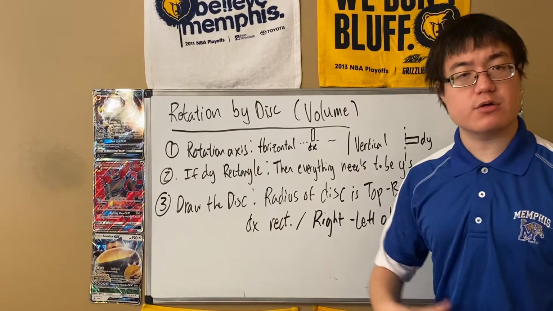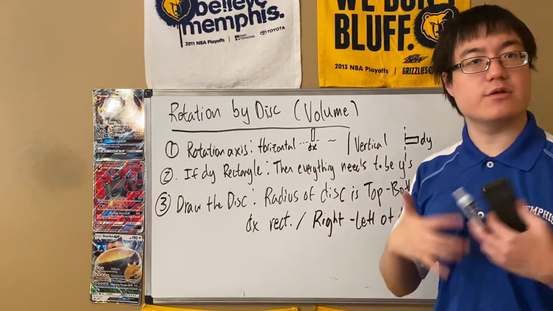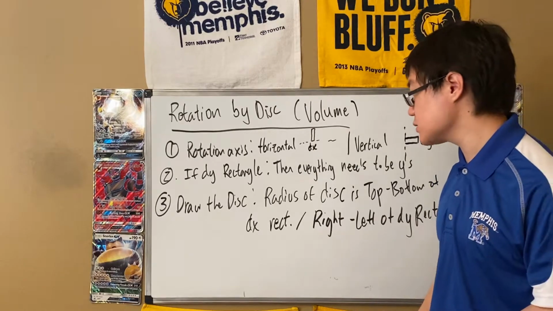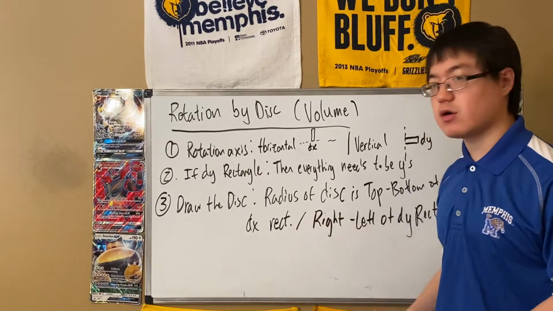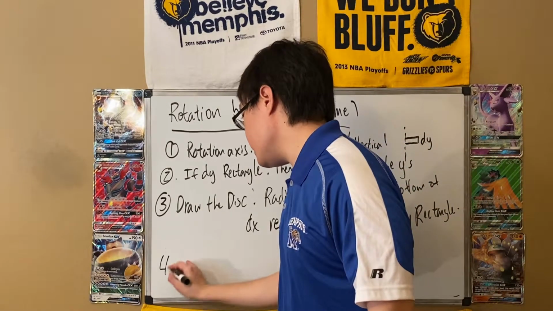So if we have a dx rectangle, it's going to be top minus bottom. Literally, what is the top of our dx rectangle touching? Literally, what is the bottom of our dx rectangle touching? And if it's vertical, it's going to be right minus left instead. So the last thing we're going to do is write the answer.